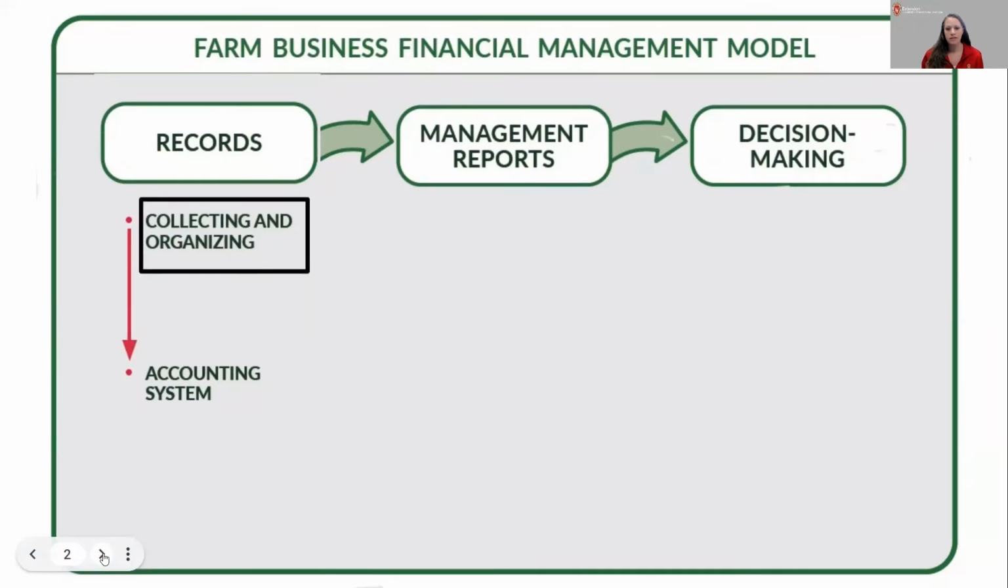In this part of the process, you should be collecting production or physical records. You must also collect and organize your financial records, or your income and expense receipts, in an accounting system. This is called receipt accounting or record keeping. With this information, you'll be able to generate financial statements and begin creating management reports for decision-making.